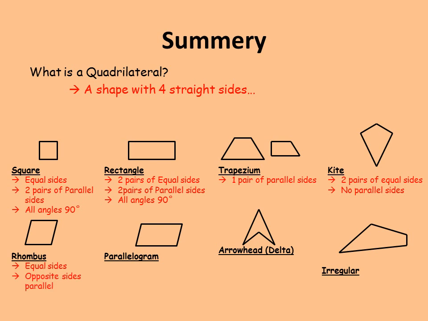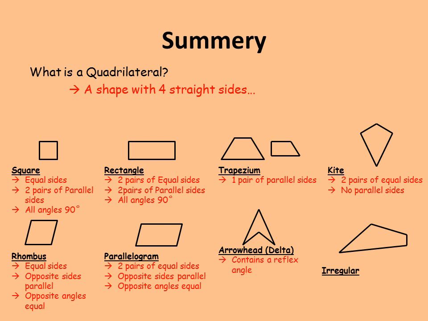Rhombus, four equal sides, opposite sides are parallel and equal, and in parallelogram we have two pairs of equal sides, opposite sides also are equal and parallel, and opposite angles, as in the rhombus, are equal. In arrowhead we have one reflex angle, and we have two angles that are equal, and adjacent sides also are equal, and in irregular, none of the other ones.